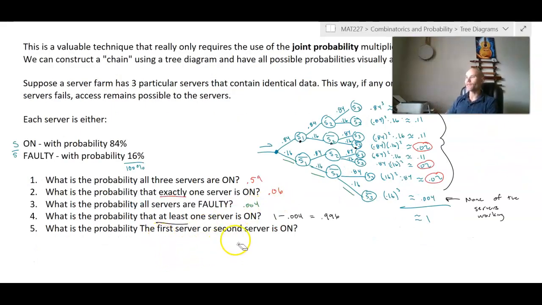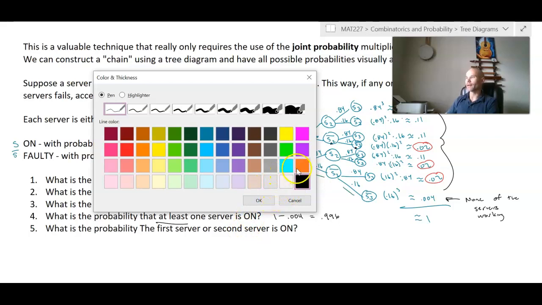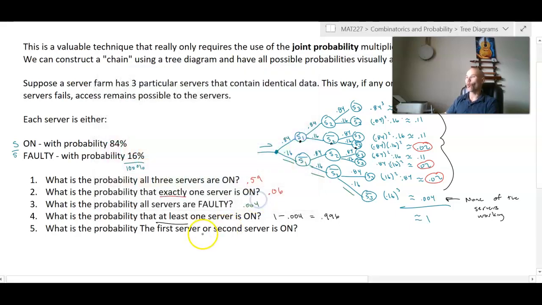Lastly, what's the probability that the first or second server is on? Okay, first or second server. Let's remember what the word or means. It means server 1 on, and server 2 off. Okay, that's just where just one of them is true. Server 1 off and server 2 on. That's the definition of the word or. It means the one, the other, both. So, or could also mean that they're both on. In other words, that at least server 1 or server 2 is on.